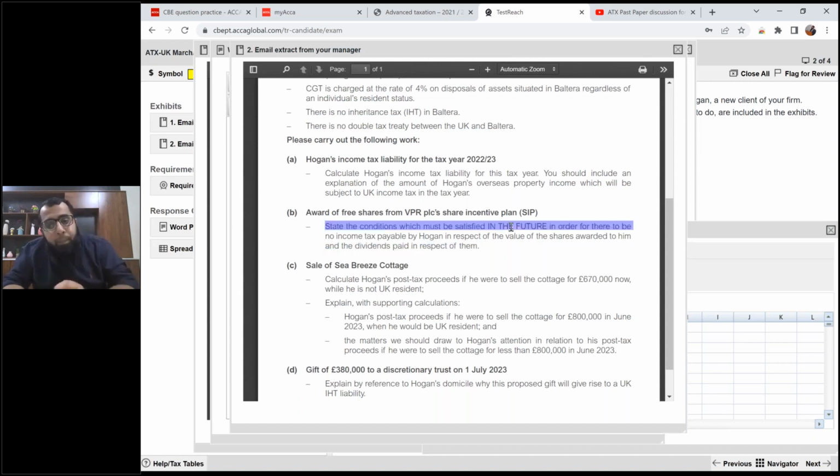There is a very simple condition that you have to retain the shares for 5 years. You have to retain. See, he is not talking about award of shares. He has already got the shares. He's talking about the future. So 5 years retention is necessary in respect of the shares. And for the dividend, it is necessary that you use the dividend to purchase further shares.